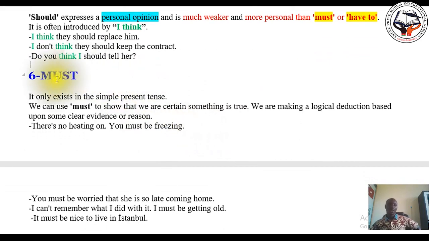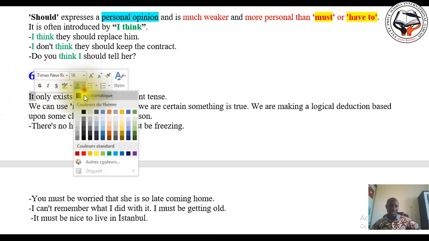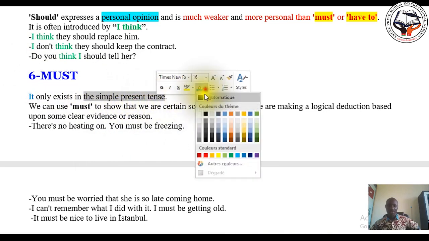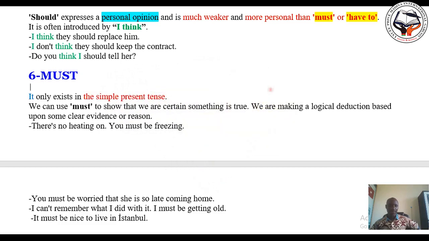Okay, see, must now. Must only exists in the simple present tense. Let me put it in red. Must only exists in the simple present tense.